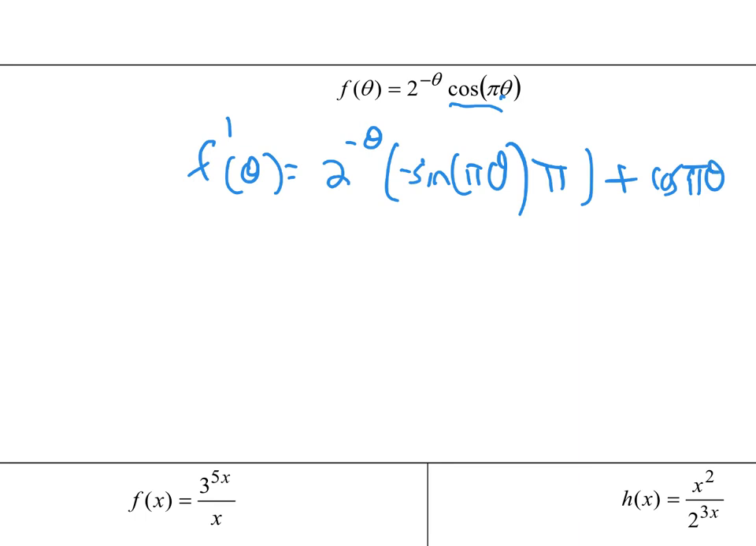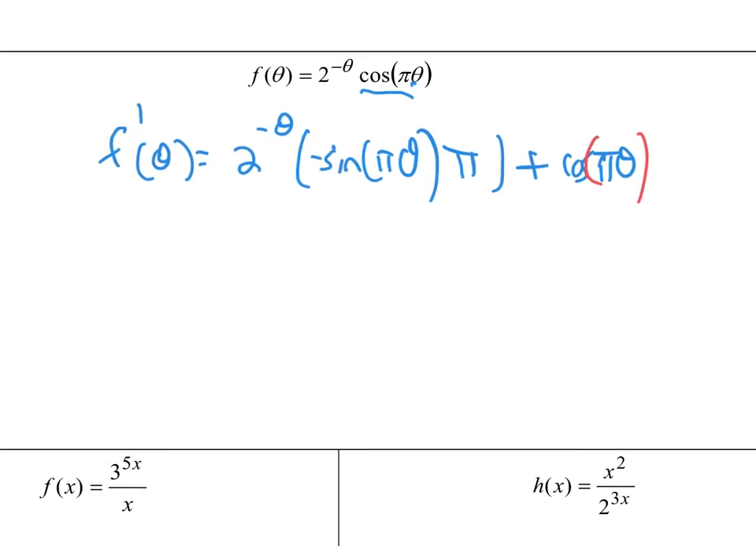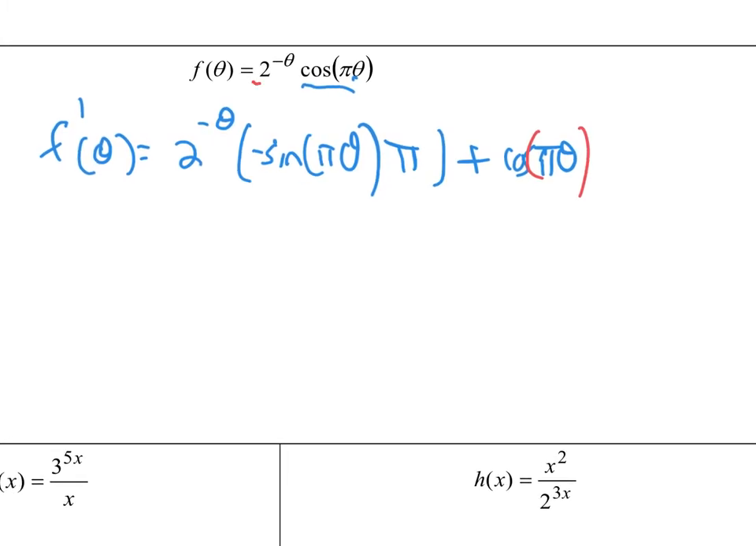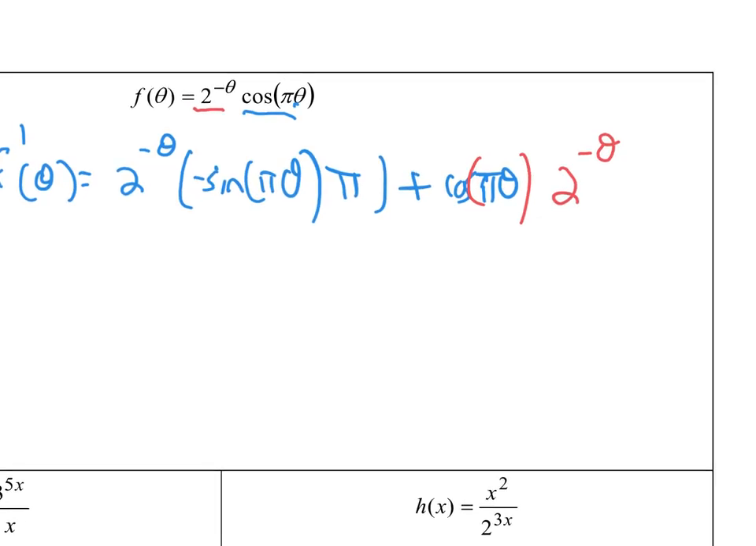And you see how the author does seem to put the argument in parentheses, not a bad idea. So there's the second times the derivative of the first, which means a to the u du, so I keep the 2 to the negative theta, and the derivative of negative theta is, well, how am I going to write that? It's the same thing as a negative x, it'd be a negative 1, right? So, negative 1.